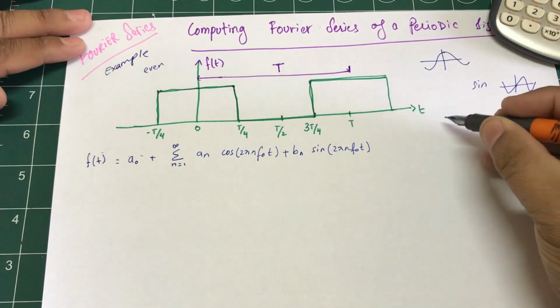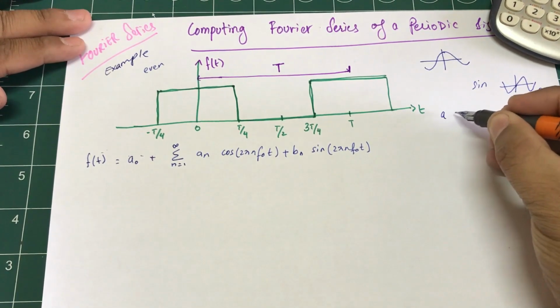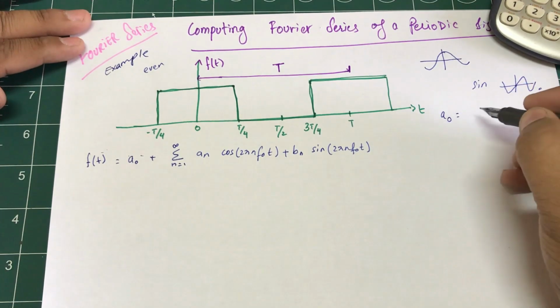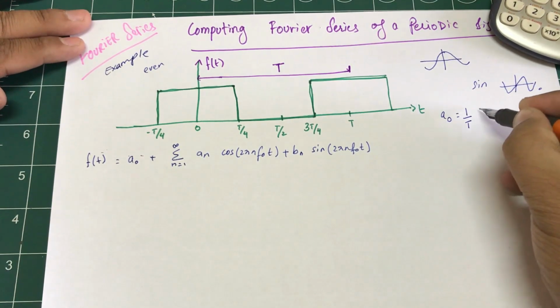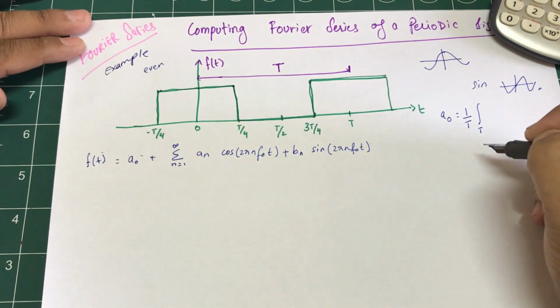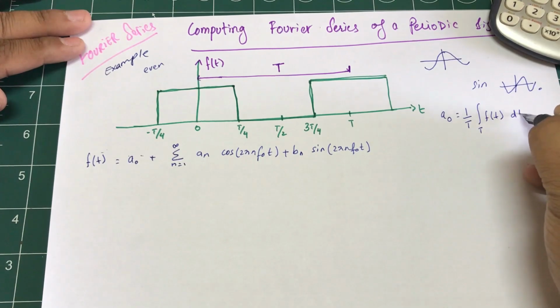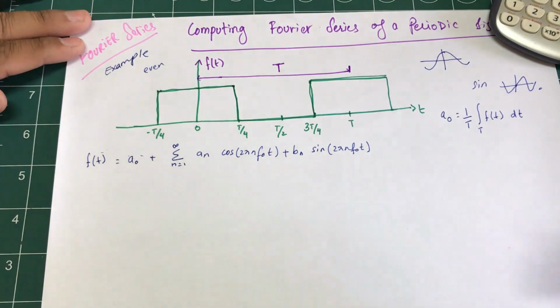All right, these are the definitions. The first thing I need to calculate is my A naught. A naught is given as, I'm basically just using the definition, 1 over T, integral over the period, of f of t dt. This is the definition of A naught.